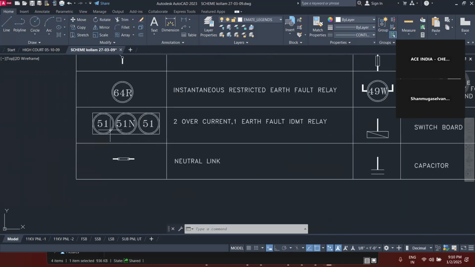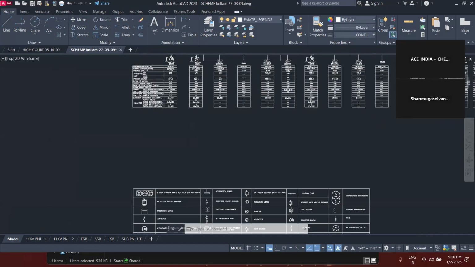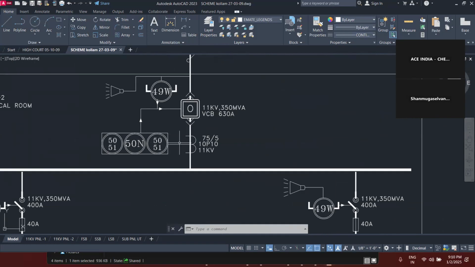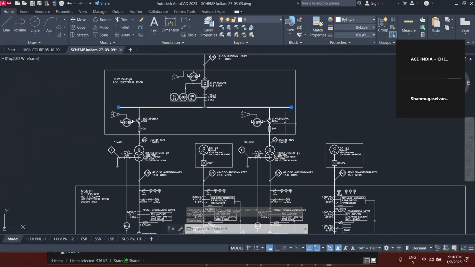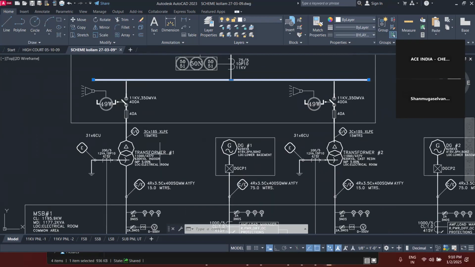And this one, 51, 51, and it will be the earth fault relay. So that's what is mentioned here. Okay. Then after that, one bus bar is taken. From this bus bar, two transformers are taken here. So transformer 1 and transformer 2. Okay. And again, in the same way, two relay cables with the alarm are given here.